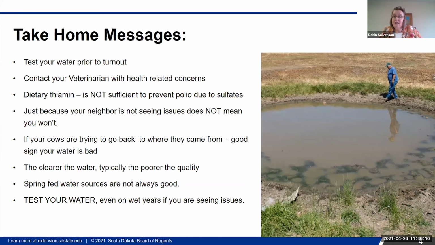Like I said, contact your veterinarian with any health-related concerns. One of the very first symptoms you'll start seeing with poor quality water is diarrhea in your cows. And if you're starting to see that, that's obviously not going to kill your cattle, but it will influence the productivity of not just the cow, but also the calves. So if you are seeing those symptoms of polio, those blind staggers, then kind of, I wouldn't say walking in circles, but kind of wandering, make sure you contact your veterinarian so that you can get a treatment plan for those cows.